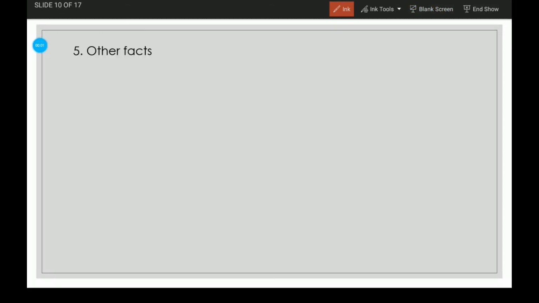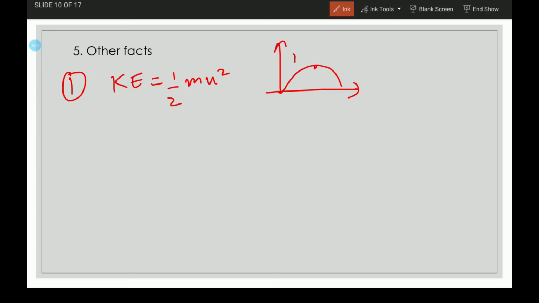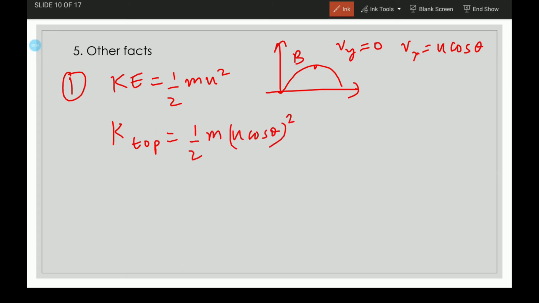Now these are some of the facts that are really important to remember. Fact number 1. Kinetic energy of the whole motion is half mu square. But at the topmost point B, we know that the Vy is 0. The vertical component of the speed is 0, but the horizontal component remains the same, that is u cos theta. So kinetic energy at the top is equal to half m into u cos theta whole squared. This is equal to half m u square into cos square theta.